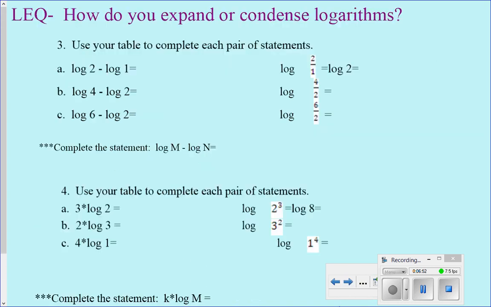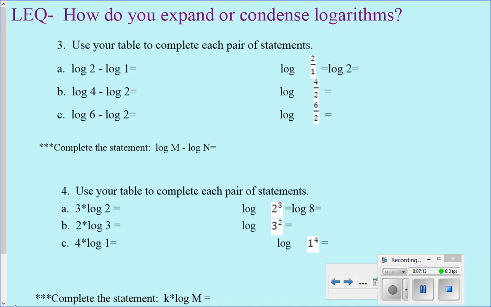So the next thing I had students do in class was use the table to fill in parts 3 and 4. So what I'd like you to do if you're watching this video and you haven't done this page yet, page 10, I'd like you to just pause the video and fill these in and then play to check your answers.